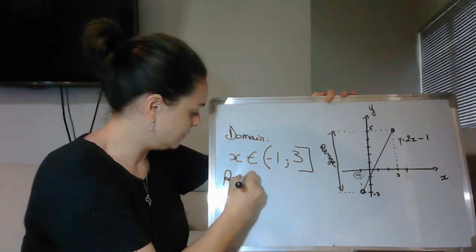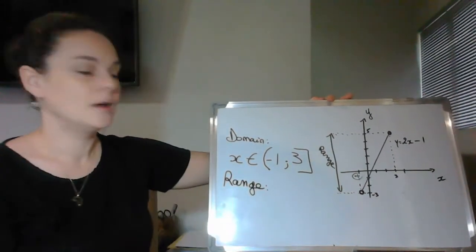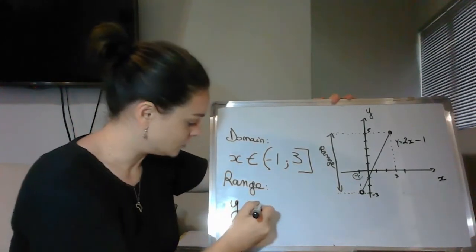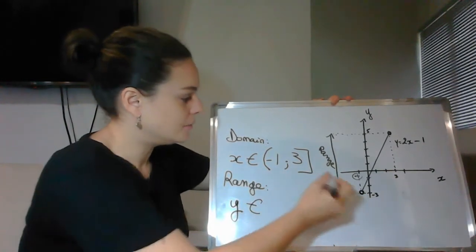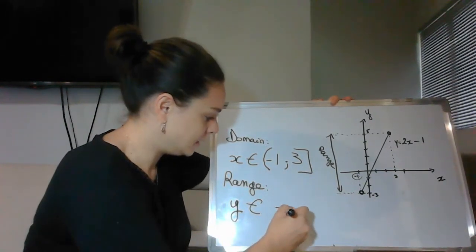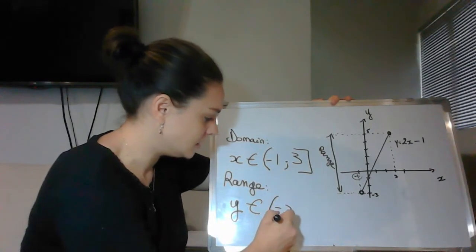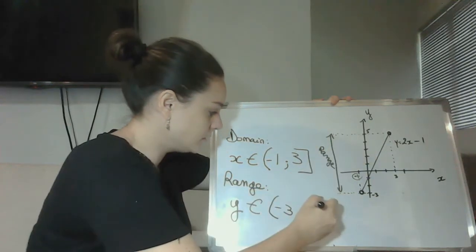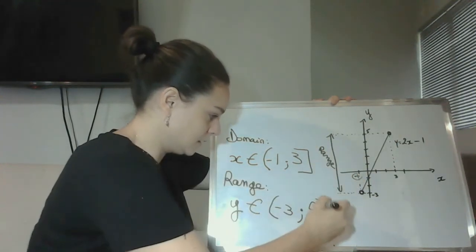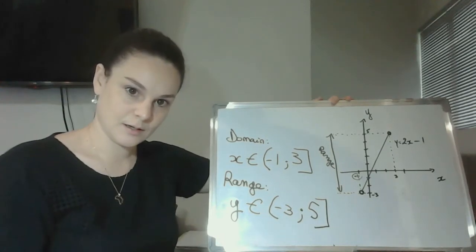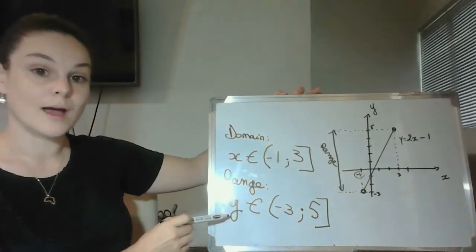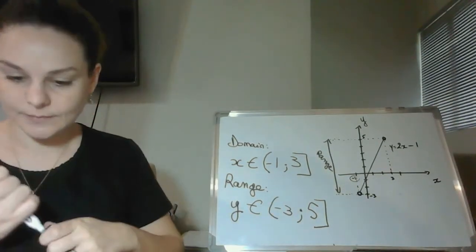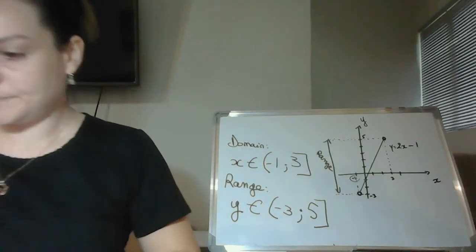So now I need to have the answer. The range is written for y. So y is an element of. The minimum is -3, and it corresponds to the white circle, so it's excluded. It goes up to 5, and the 5 is a black circle, so it's included. Alright, so the range on the y-axis is from -3 up to 5. So that's the second one.